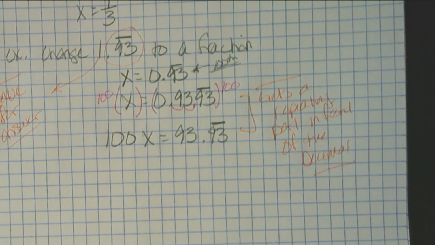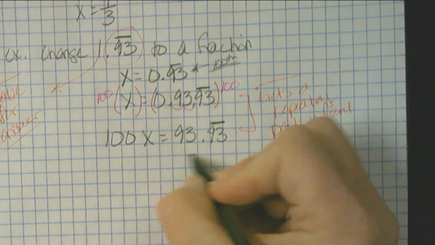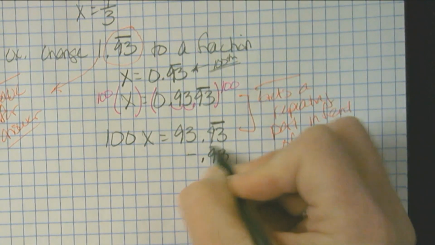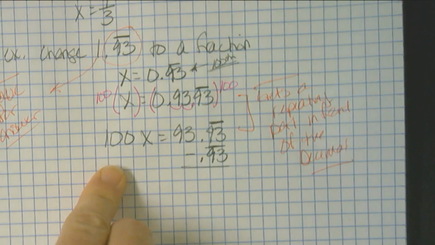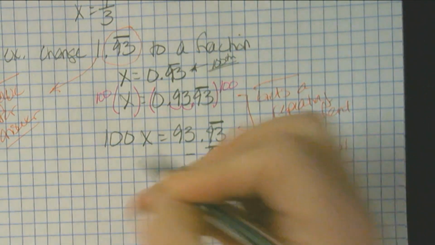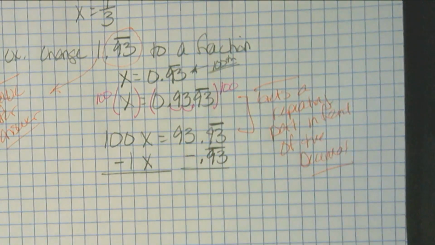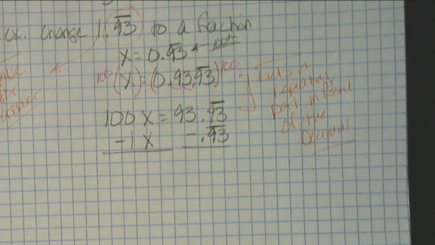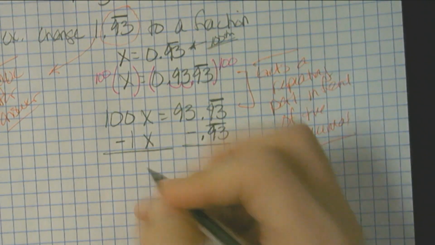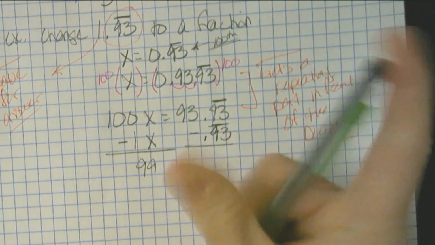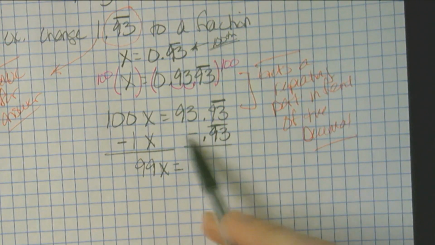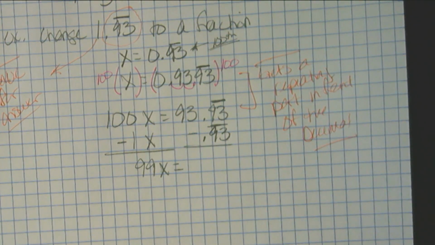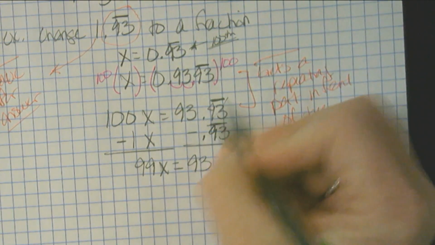Subtract what? Yeah, so we want to subtract off the repeating part. So I'm going to show I want to subtract 0.93 repeating. Well, whatever I do to one side, I have to do to the other. So what am I subtracting off the other side? Amanda? Yep, I'm subtracting a 1x off. So Sarah, when I subtract 100x minus 1x, what do I get? 99x equals, when I subtract 93.93 repeating minus 0.93 repeating, Brendan, what do I get? Yep, I just get 93 because those cancel each other out.